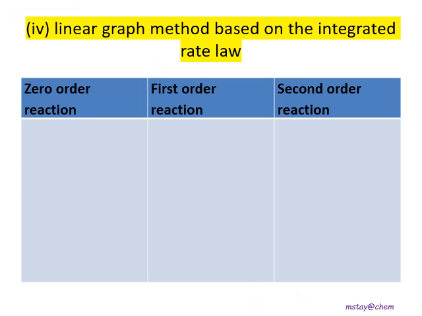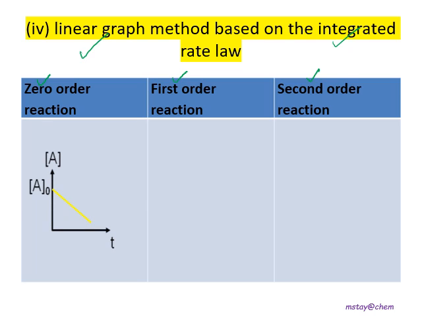The fourth method that is going to help us determine the order of reaction is to plot the linear graph based on the integrated rate law. In the previous video, we already learned the integrated rate law for zero, first and also second order.